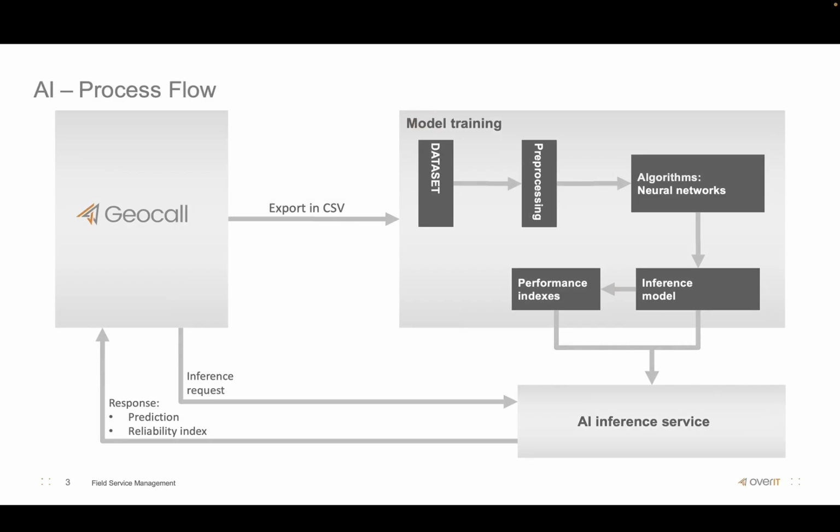Firstly, data are extracted from the FSM platform and sent to the AI module. From here, the training can begin. It starts with a preprocessing phase that leads to the heart of the process, which is the neural network. This creates an inference model that we will analyze better later on, and subsequently it creates also performance indexes. All these outputs are sent to the AI inference service, which gives us a prediction and a reliability index in response to an inference request from the platform.